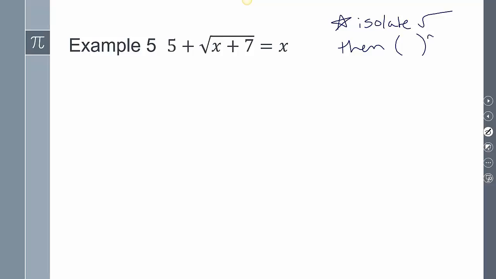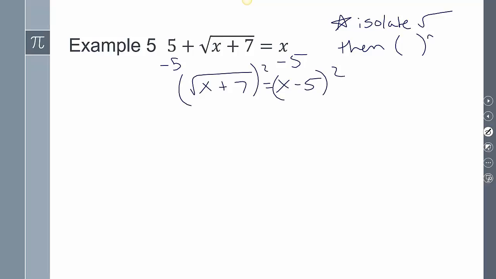What's going to end up happening is it kind of guides you into being able to do that. So in this case, that's what I want to do. I want to isolate. So subtract 5 on both sides. So I get the square root of x plus 7 equals x minus 5. Square both sides. And so I get x plus 7 equals, now this is FOIL, so that's x squared minus 10x plus 25.